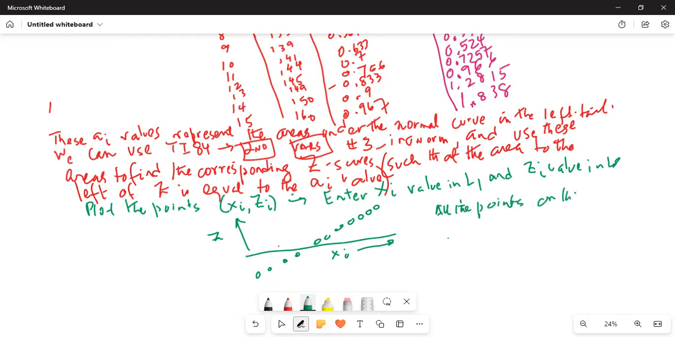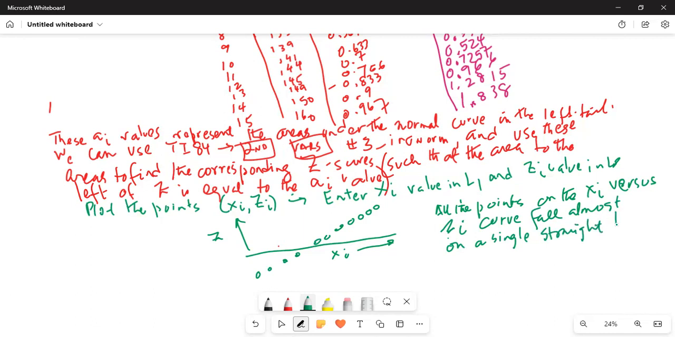All the points on the xi versus zi curve fall almost on a single straight line going up the hill. Okay.